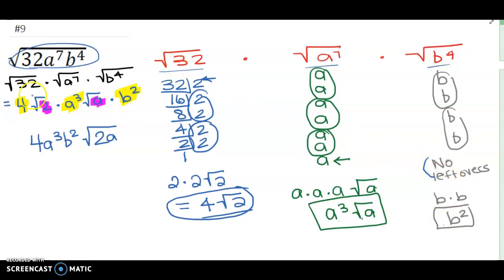Okay, so then I substituted. Okay, so my 4 square root of 2 went in for my 32. A to the 3rd square root of a went in for my a to the 7th, and my b squared went into square root of b to the 4th. Okay, now I highlighted everything on the outside yellow, and then I multiplied them, so I got 4a cubed b squared, and then I multiplied everything on the inside of the square root in purple, so I'm left with square root of 2a on the inside. So 4a cubed b squared square root of 2a would be your final answer.